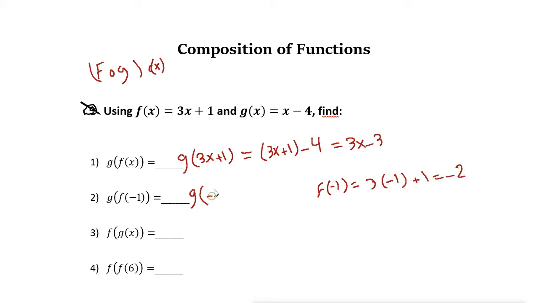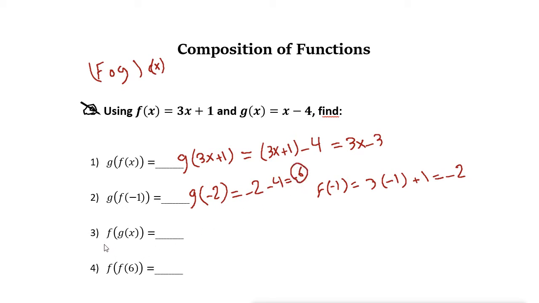So g of negative 2. So g of f of negative 1 is simply g of negative 2. So instead of x, put negative 2. So it's negative 2 minus 4, which is negative 6. That's the final answer.